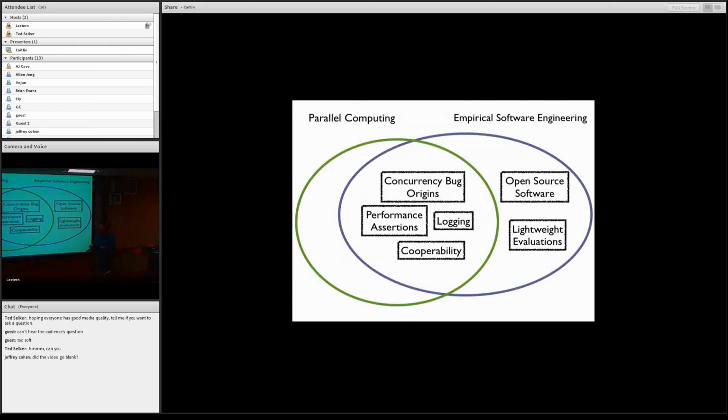Moving into the future, I've been working on parallel computing and empirical software engineering. I'm excited about continuing more in the intersection of these two. I'm also interested in some more empirically focused things moving out of parallel computing. But this intersection is really my favorite place to be.